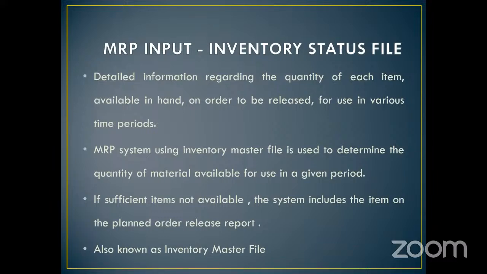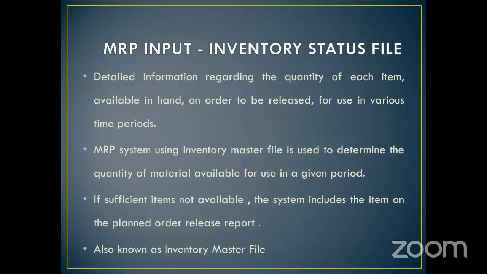Then we come to the inventory status file. You have to maintain a file of the inventory. How much is left? How much do you use per day? What is the lead time, and so on. It holds detailed information regarding the quantity of each item available in hand, in order to release it for the production process for use in various time periods. The MRP system uses the inventory master files to determine the quantity of materials available for use in a given period.